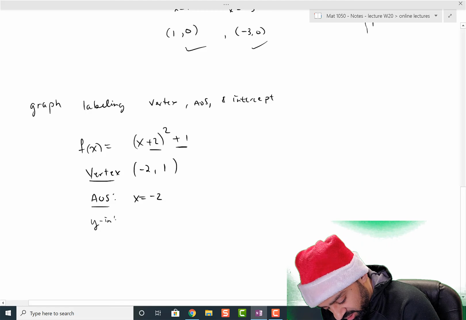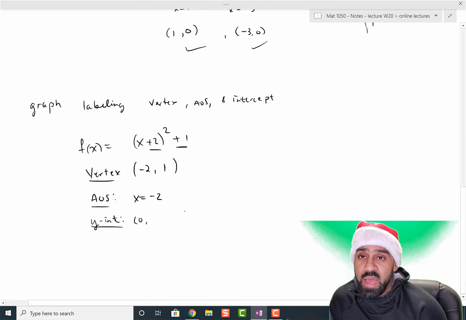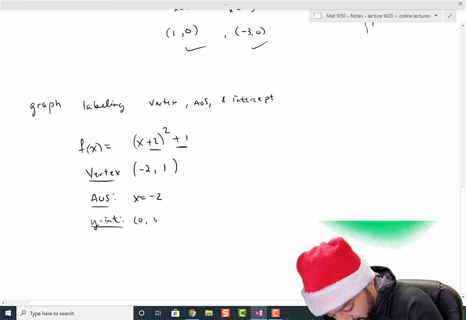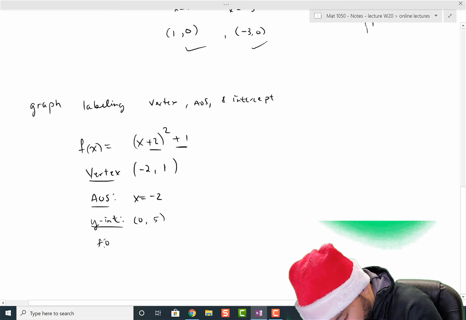Let's look at the y-intercept now. Well, we're going to make x equal to 0. Okay, now you guys probably are good enough by now to do this in your head, and if you are, that's where you should be, okay? I did this in my head, I got 5, and again, you're just plugging in 0 for x into your function. So you get 0 plus 2 squared plus 1, which gives me 5.